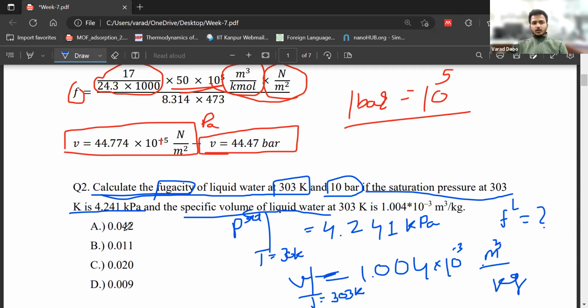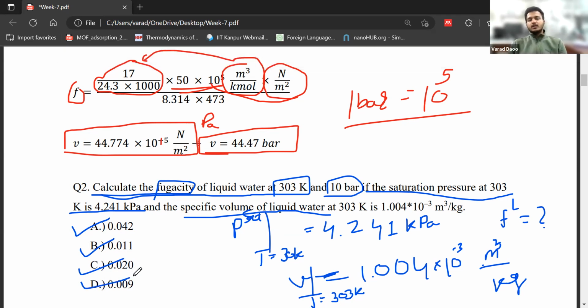The options are option A 0.042, option B 0.011, option C 0.020, and option D 0.009. I hope the question is clear to everyone. If you have any doubt, you can ask. Otherwise, I'll give a couple of minutes for you to solve.